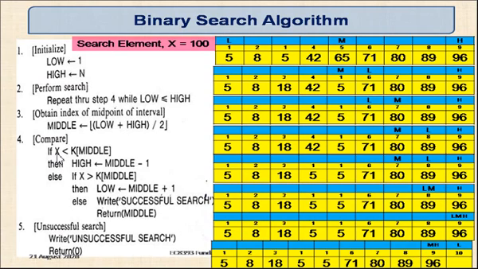X is 100 now. Is 100 less than K of middle? K of middle is K of 5, which is 65. So 100 is not less than 65, so the condition fails. It will go to the else case. Is x greater than 65? Yes, then the lower pointer is adjusted. Low is equal to middle plus 1.